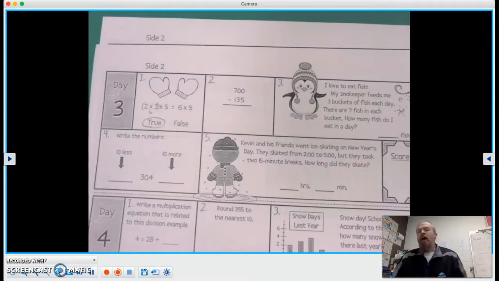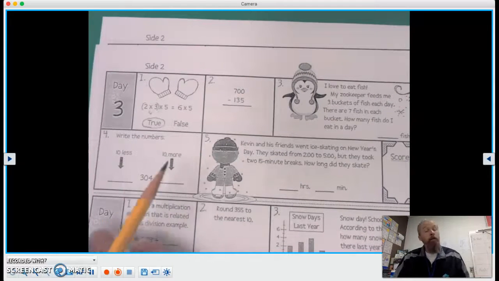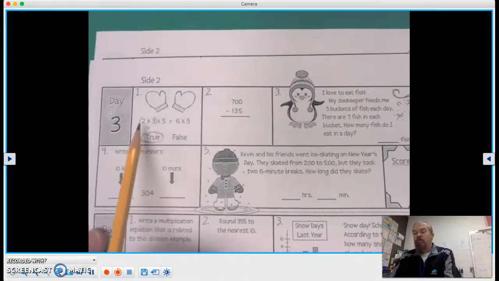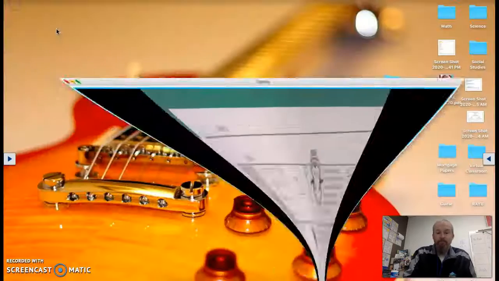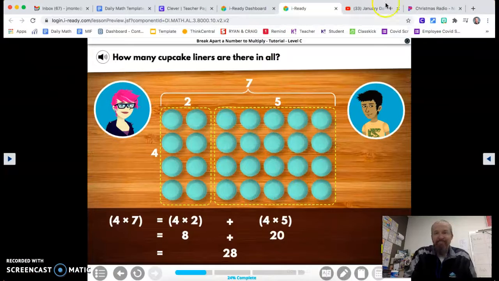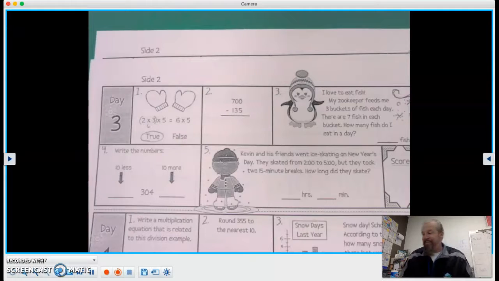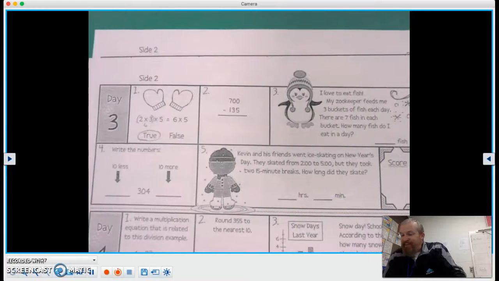I'm thinking of the associative property with this one, right? Saying that we can go 2 times 3 times 5. Okay. Oh, hold on. Of our January daily math. Had an old one going there. That's funny. So here we go.